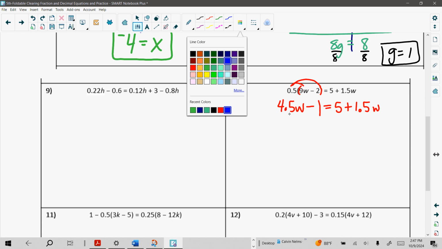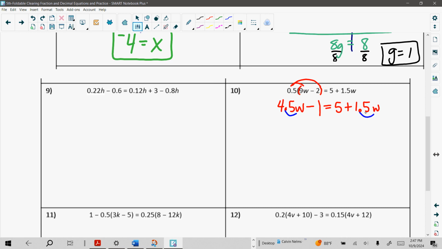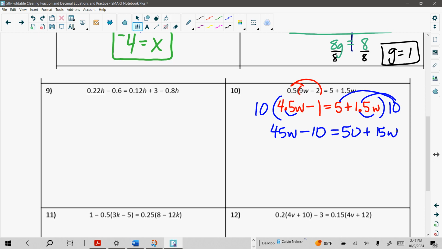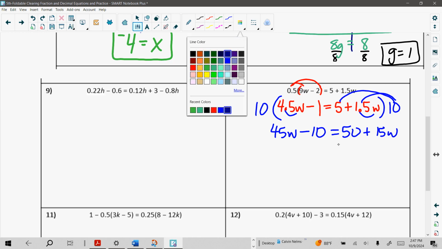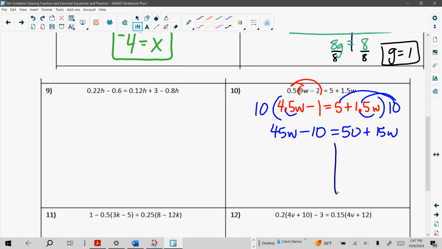Now I'm clearing the decimal by paying attention to the place value. We only have one place value here, the tenths, so that means I'm going to multiply both sides by 10. Okay, so this turns into 45w minus 10 equals 50, because we're doing this 10 times the 5, plus 15w. All right, and now you can put your line of balance in your work. But now you're solving for w. So I'm hoping this little example of me explaining those rules will help you finish this, okay?